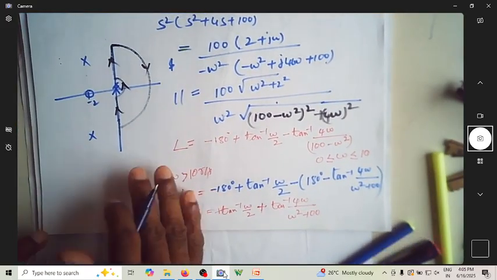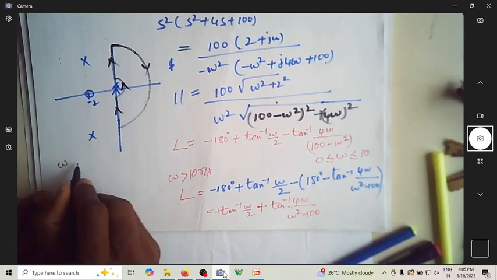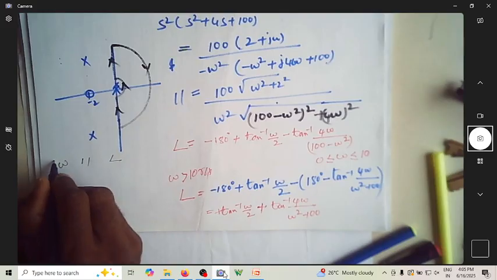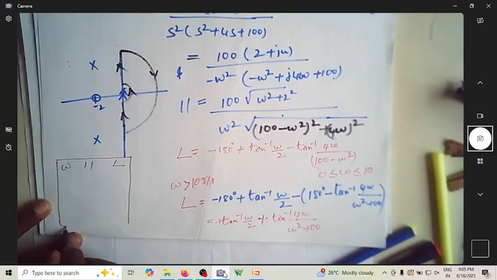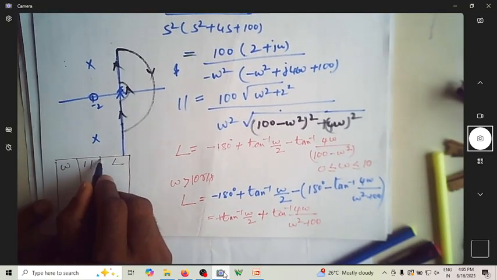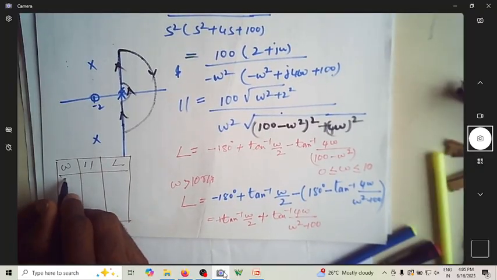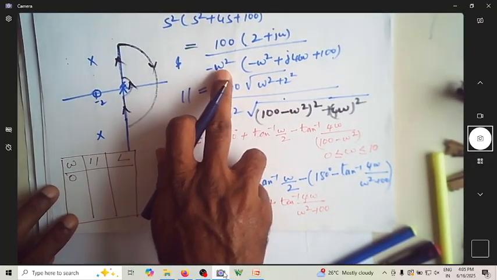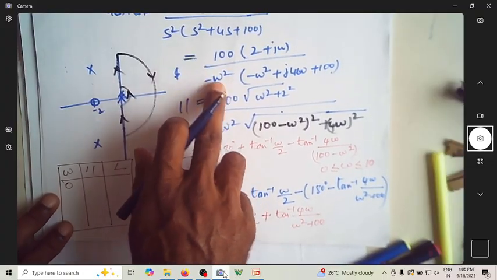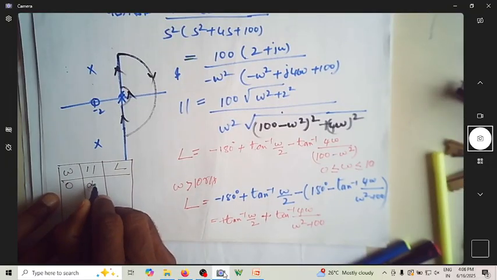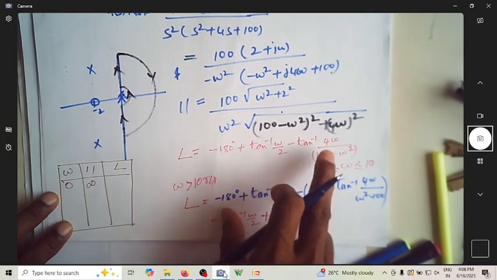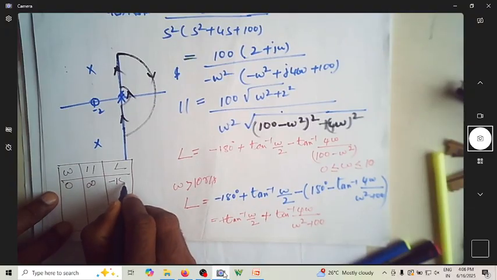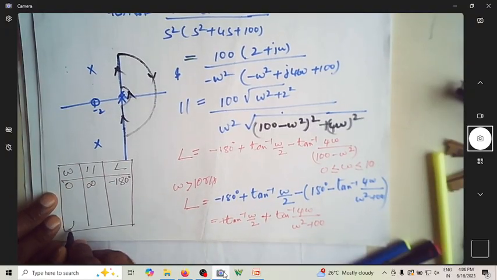Now I can actually find out, let me find out for different values of omega what is magnitude and the phase angle. For omega 0, the denominator will become 0. That means the magnitude is infinite. The phase angle you can consider this. So then this is 0. This is also 0. It is minus 180 degree. When omega is infinite, the magnitude becomes 0.